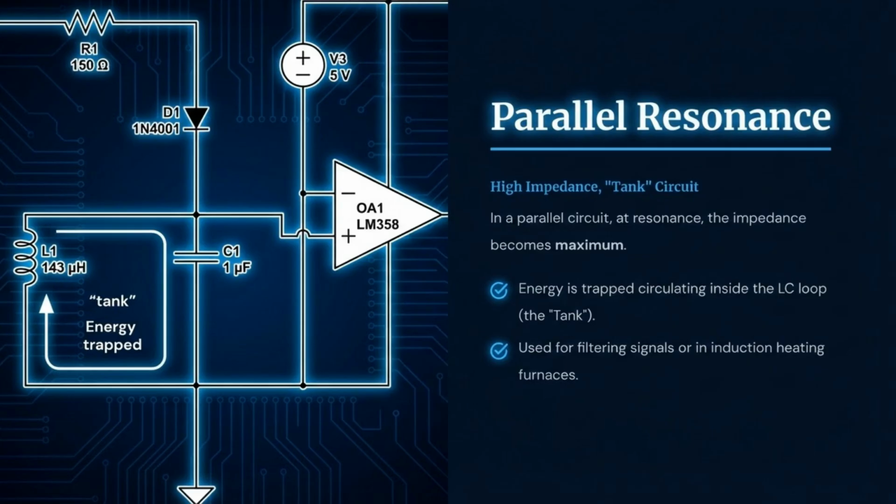At resonance, the impedance becomes maximum. Energy is trapped and circulates inside the LC loop. This is used for filtering signals or in induction heating furnaces.